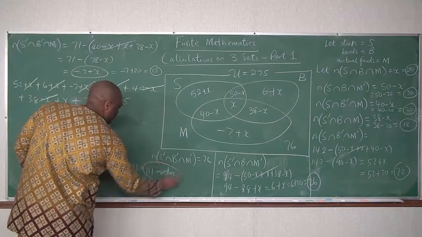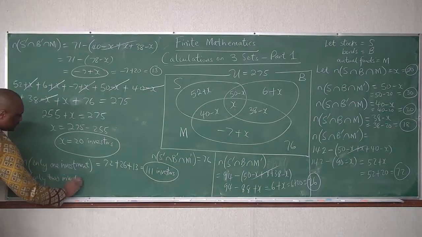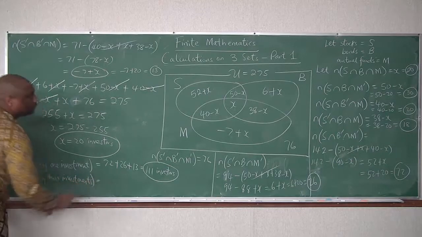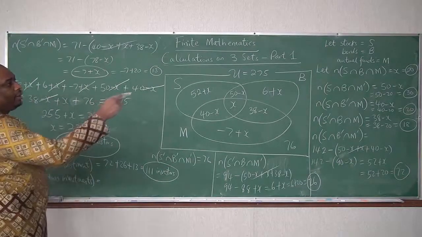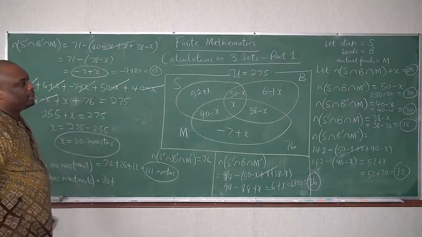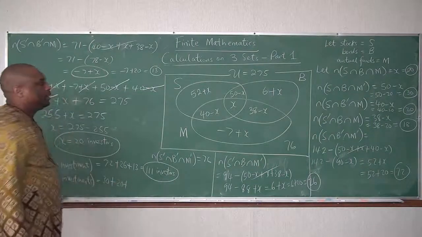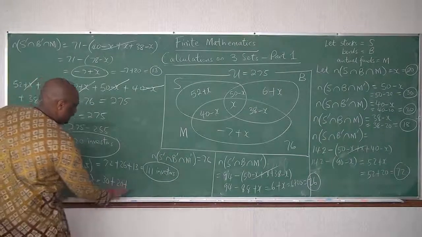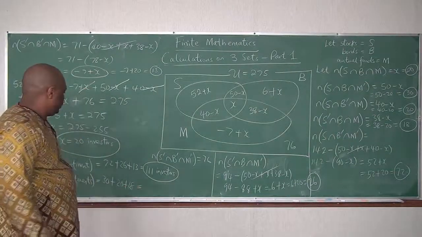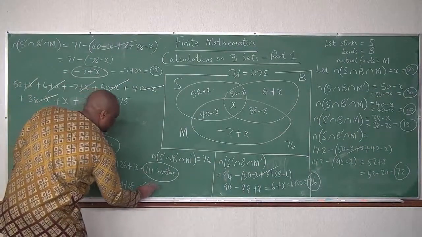Okay, 111 investors. Those who invested in only 2 investments will be stocks and bonds only, 30, plus stocks and mutual funds only, 20, plus bonds and mutual funds only, 18. Okay, 50 plus 18 is 68. 68 investors.